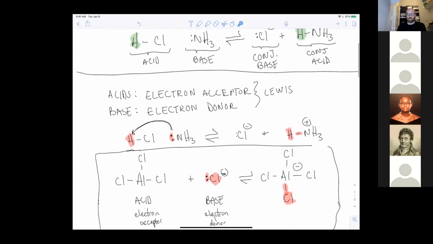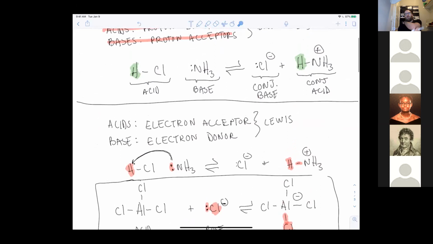Yeah, so this is somebody else's question. What does a conjugate acid base mean over just acid base?